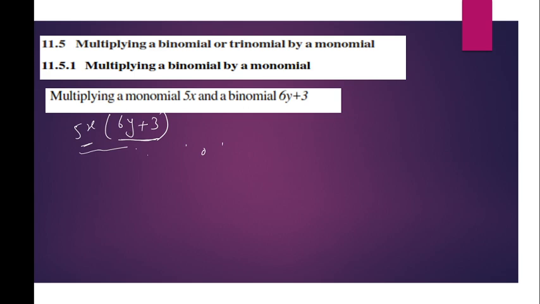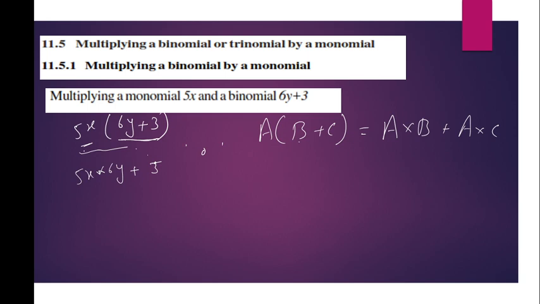See here, I'll tell you. What is the distributive law? A into b plus c is equal to a into b plus a into c. We are distributing a equally with b and c. We have to multiply a into b plus a into c. Now see here, 5x into 6y plus 5x into 3.